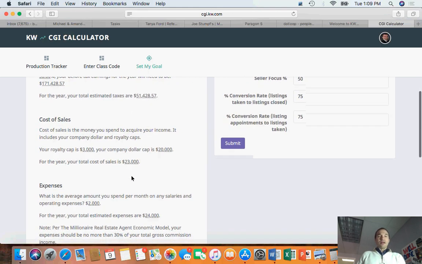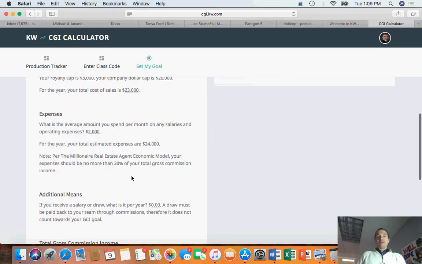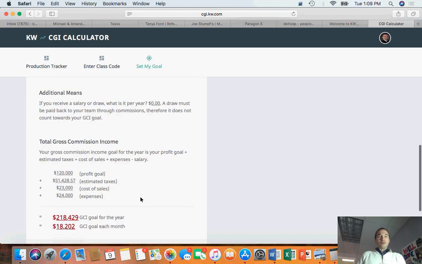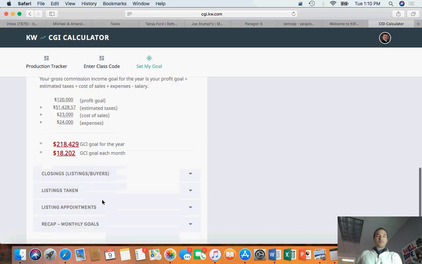Then you have your cost of sales with your cap, your company dollar, and then your expenses. So your salaries, your monthly business expenses, and then this shows you the total gross commission income in order to achieve that $120,000 per year. You actually need to have a gross income of $218,429, about $18,202 per month.